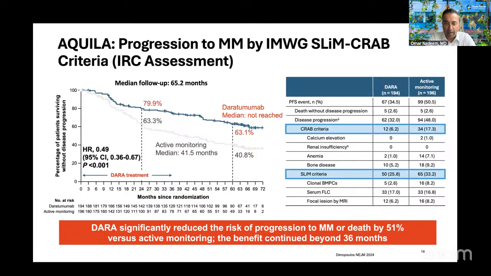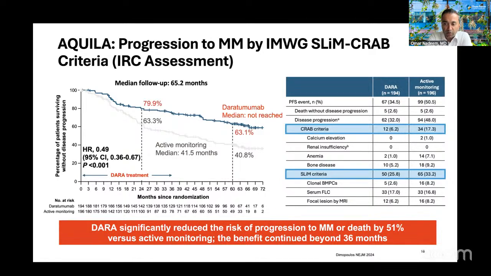So daratumumab significantly improved progression-free survival. Patients that were on active monitoring had a median progression-free survival of about 41 months, so a little over 3.5 years, on average, before developing multiple myeloma. And at the 5-year mark, 40% of patients were progression-free, whereas 63% of patients were progression-free in the daratumumab arm. And you can see on the right what those events were.